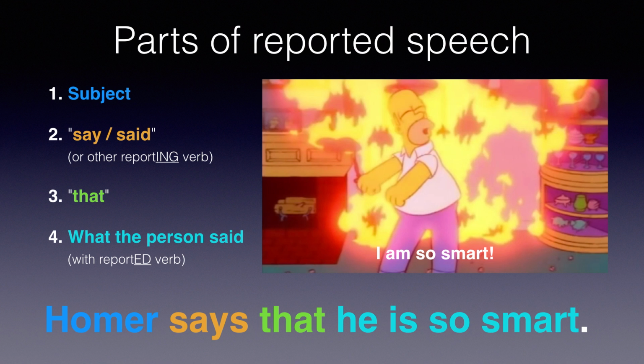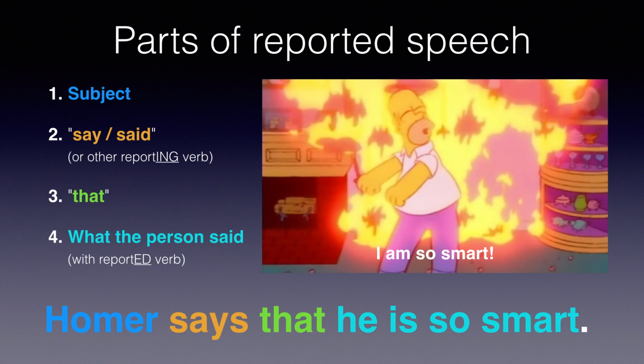Homer says that he is so smart. In this example, the reporting verb is says. What kind of verb is says? Says is a simple present verb. One of the rules of reported speech is, if the reporting verb is a present verb, then the reported verb should also be a present verb. If the reporting verb is a past verb, the reported verb should also be a past verb.